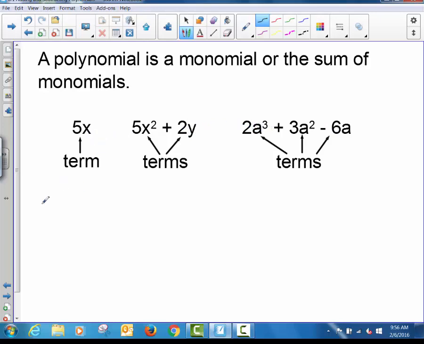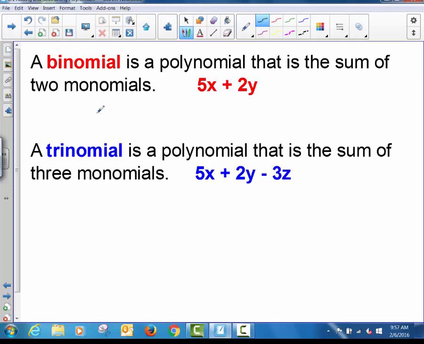This one is a monomial. This one is a binomial. And this one is a trinomial. Bi means 2. So you have 2 terms. Tri means 3. You have 3 terms. And on this next page, we'll have the definition. A binomial is a polynomial that is a sum, or difference by the way, of 2 monomials. And a trinomial is a polynomial that is a sum or difference of 3 monomials.